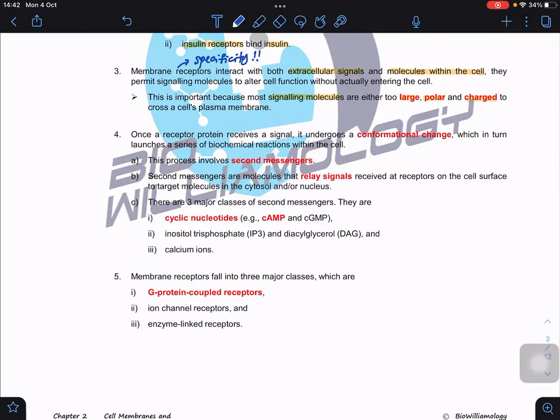Are you clear? Okay, once the receptor protein receives a signal, this is a very important process. When it receives the signal, it will undergo conformational change. Conformational means that the precise three-dimensional shape will change, and it will launch a series of chemical reactions. This process involves the production of a second messenger, which we call a relay signal. Now, what does this mean? What is our first signal? Our primary messenger will be our ligand, but the ligand cannot enter. Can you see that? The ligand cannot enter.